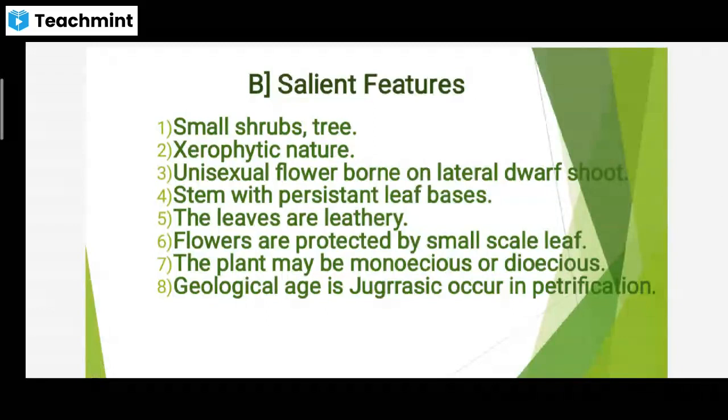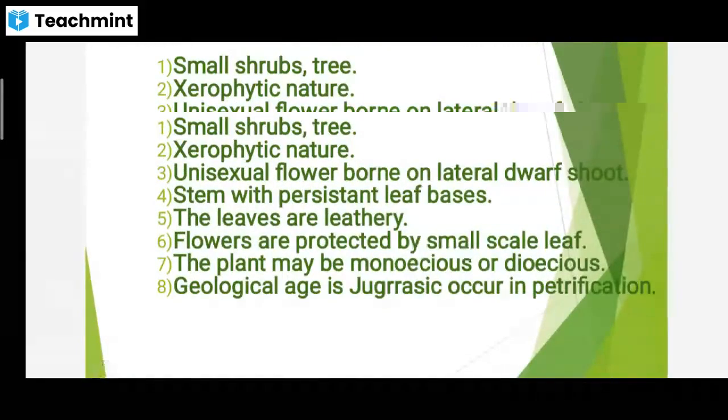The leaves are leathery. Flowers are protected by small scaly leaf. The plants may be monoecious or dioecious. Monoecious means male and female flowers are separately present, and dioecious means both the sex organs are present on the same plant. Geological age is Jurassic, occurs in petrification.